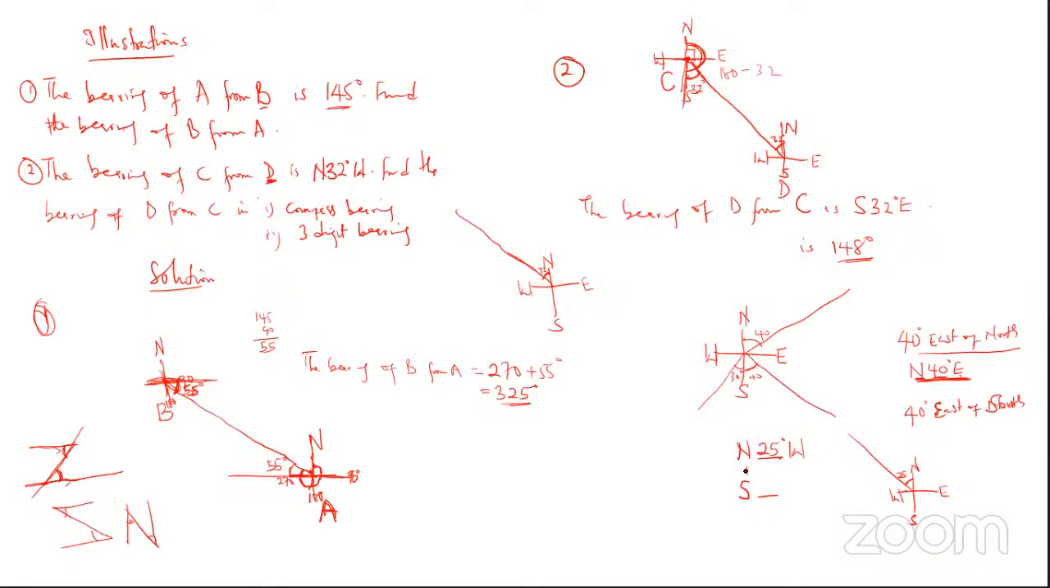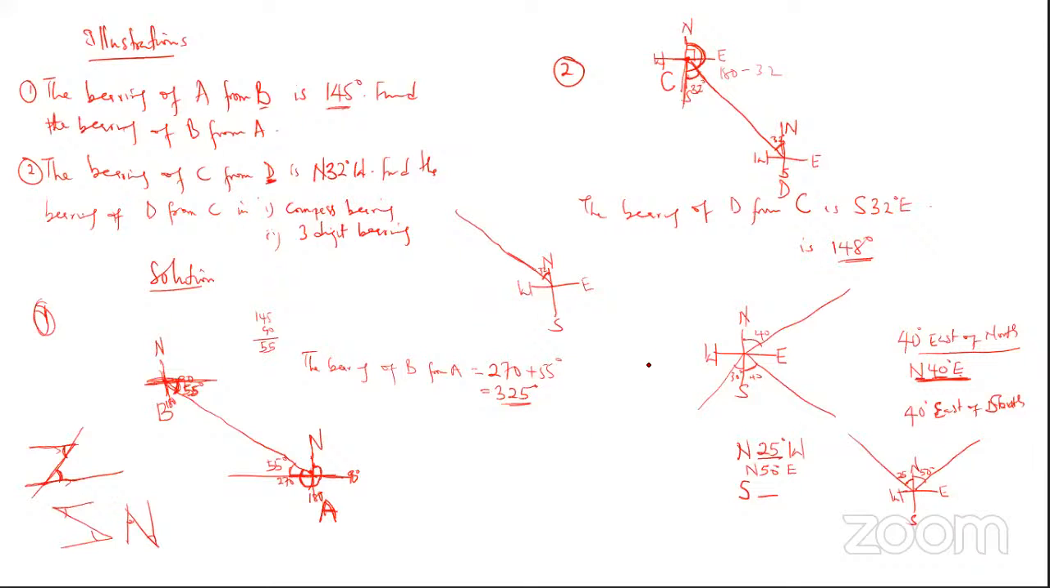We may also have 50 degrees east of north. 50 degrees east of north. It means from the north, you measure 50 degrees towards the east. 50 degrees. So when you do that, 50 degrees, this is it, towards the east.